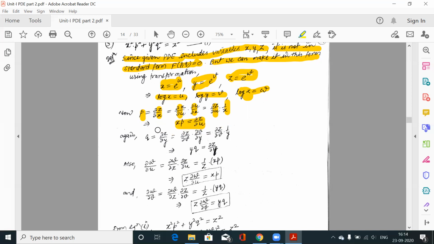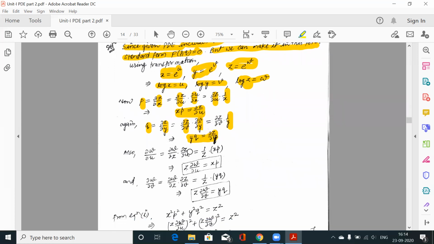This is the first equation. Again, q is equal to del z over del y, and now y has been changed into v. So del z over del y will be equal to del z over del v and del v over del y. And what is the value of del v over del y? 1 over y. Again, this y will go on the left hand side. So y q is equal to del z over del v.